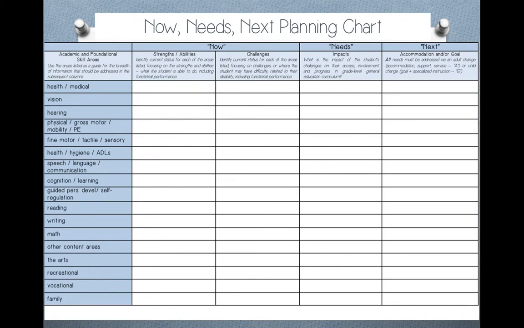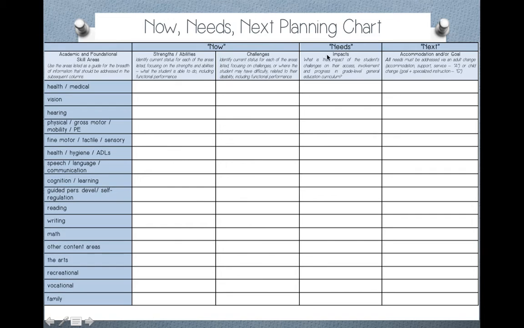Okay, and here we are with the whole process back together again. So let's just recap what we've accomplished here with use of this form. We have all of our academic skill areas here. We have our foundational or developmental skills represented. We're going to address our strengths and abilities. We're also going to talk about where the child encounters challenges. We're going to address functional performance.